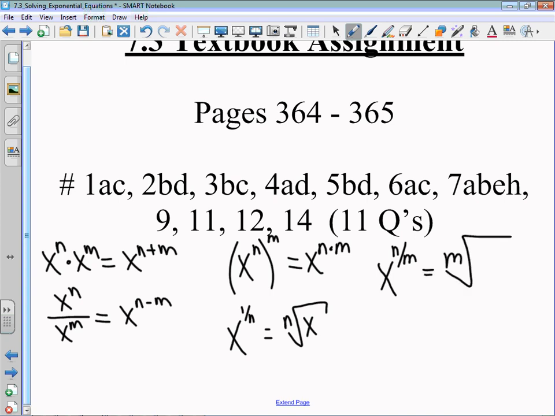And the last one that I always bring up, it may come up for sure, is if you have a negative exponent, that is 1 over the positive version of that exponent. Sorry, I said that in a really bad way.